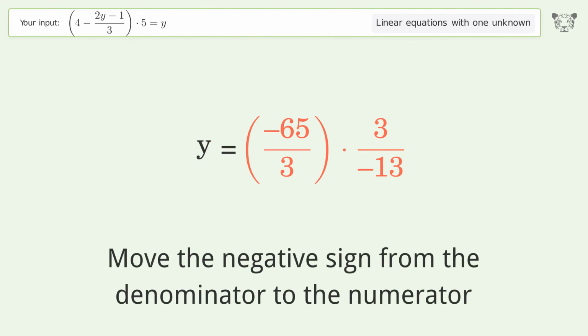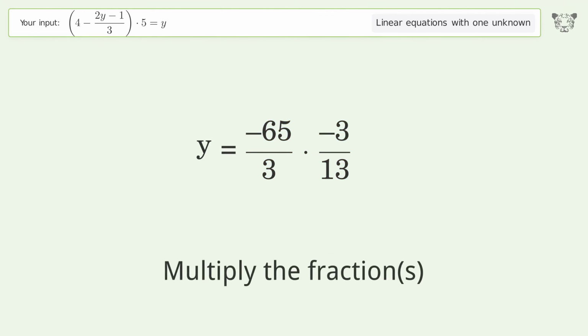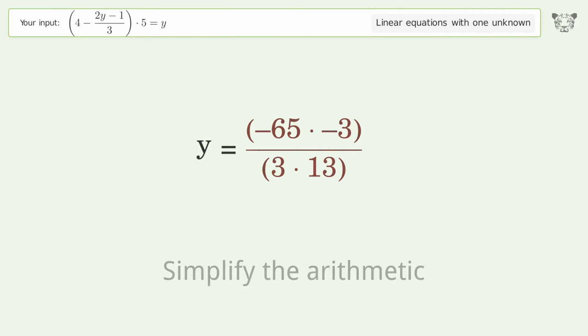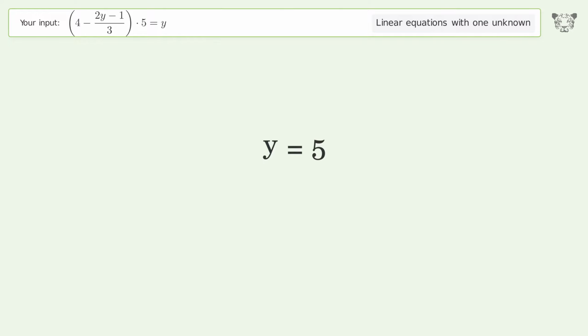Move the negative sign from the denominator to the numerator. Multiply the fractions. Simplify the arithmetic. And so the final result is y equals 5.